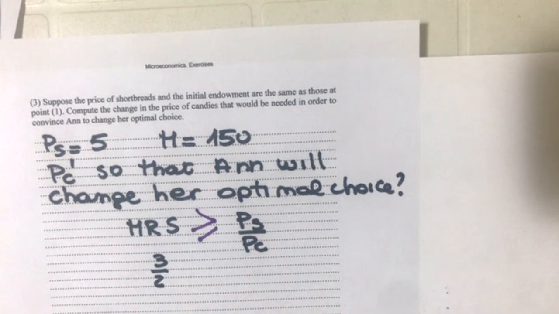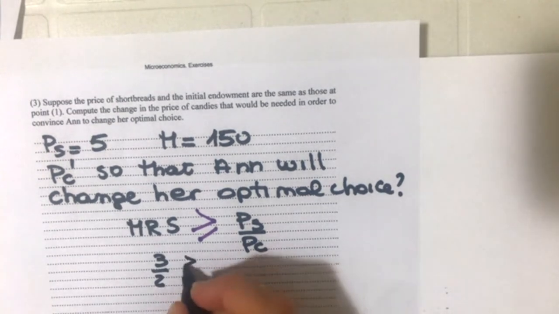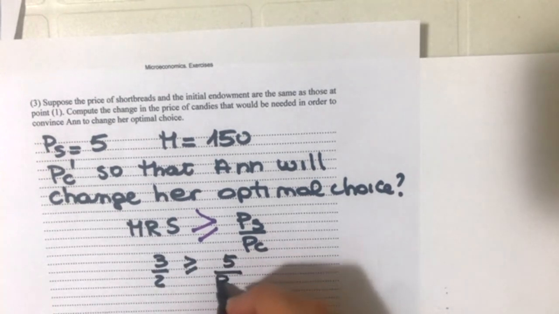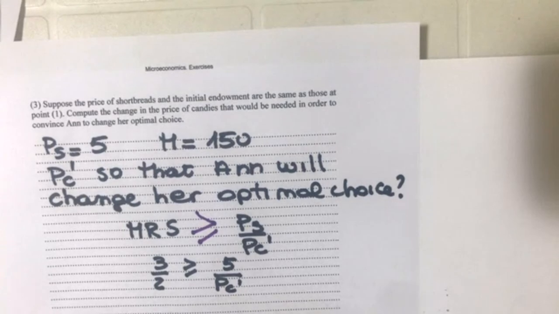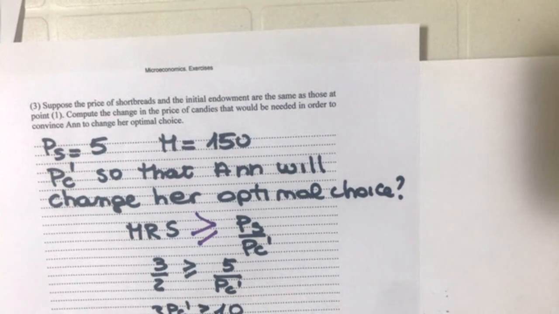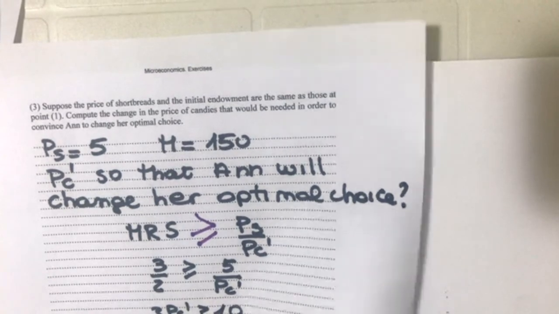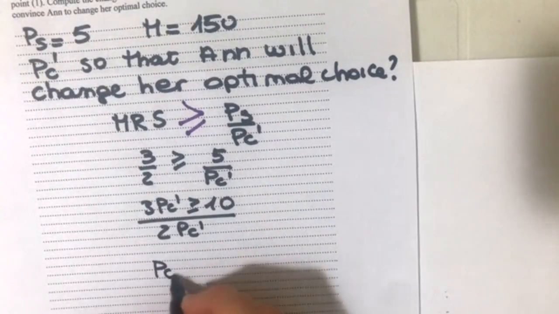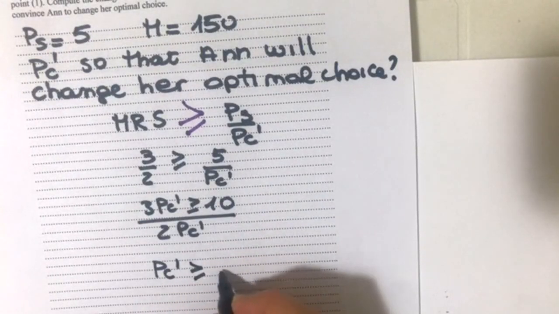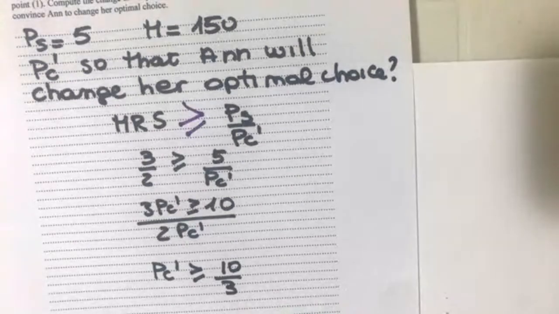So I substitute the values that I have. The marginal rate of substitution is always 3/2, larger or equal than 5 over PC prime. If you solve this, you get 3 PC prime larger or equal than 10. So basically, you get PC prime higher or equal than 10/3. And now we comment on the result that we just got.